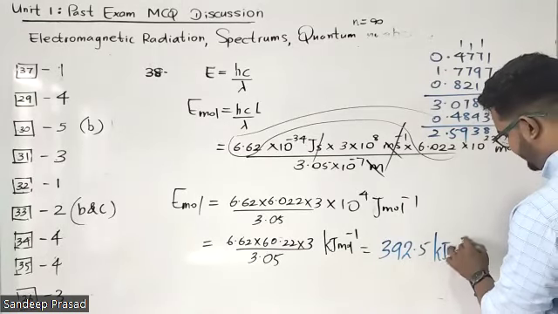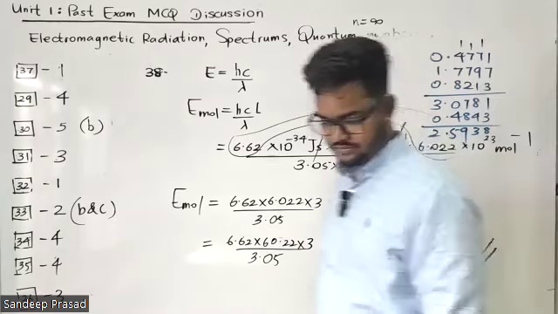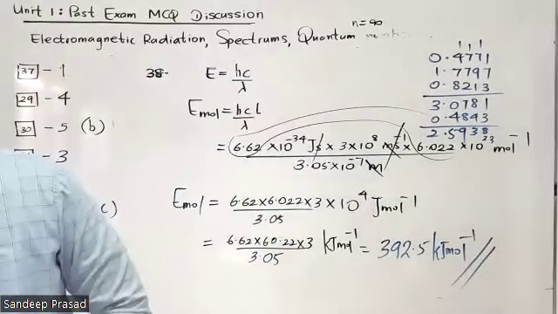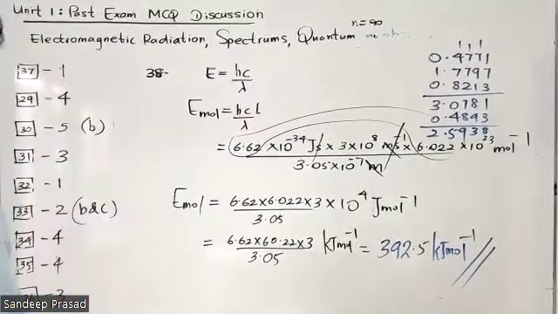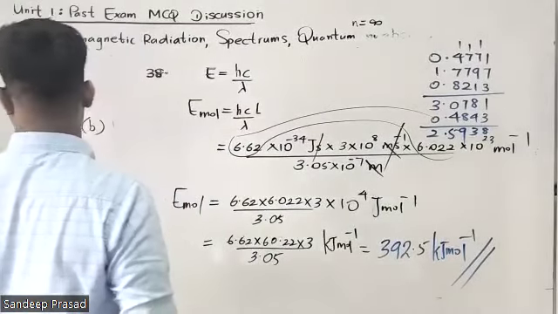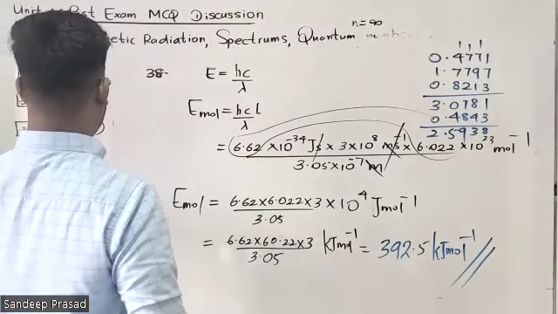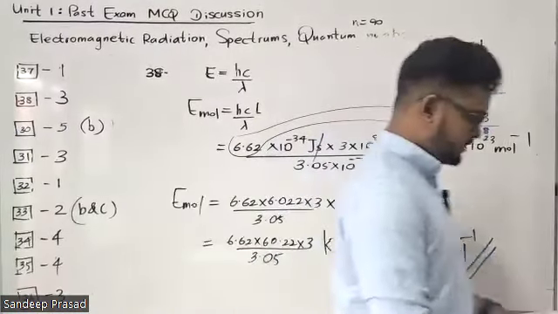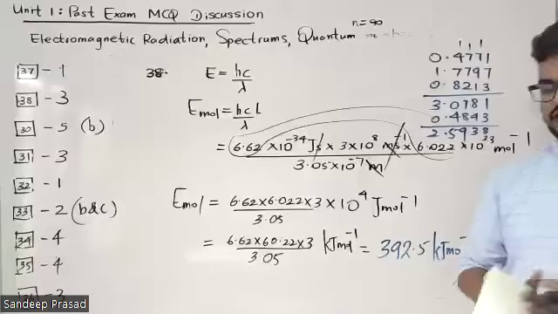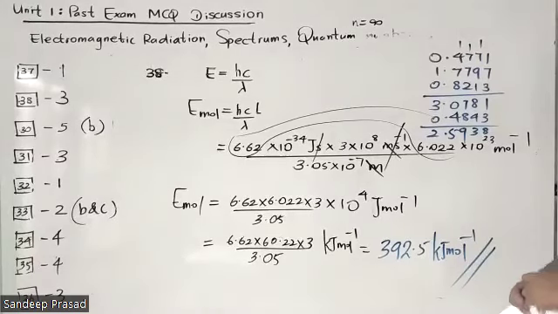So this answer is given in which option? Yeah, approximately the correct answer is the third one. Question number 38, the answer is the third one. So these are the calculations, okay? We did the calculations of electromagnetic radiations.